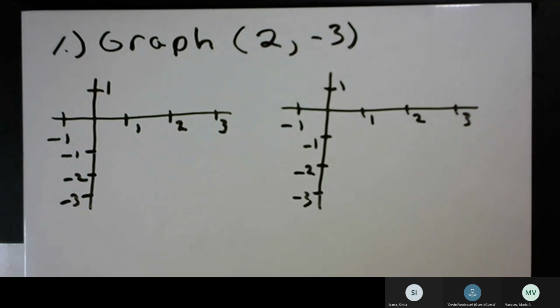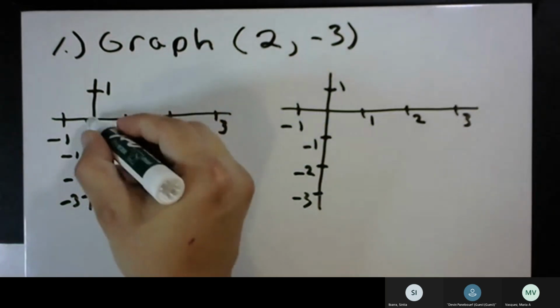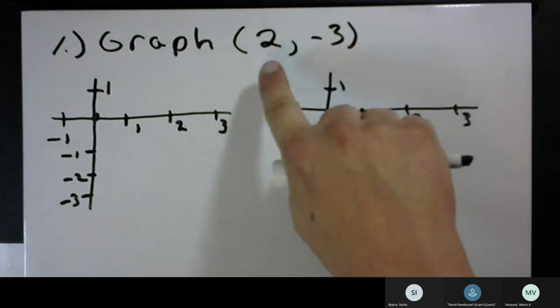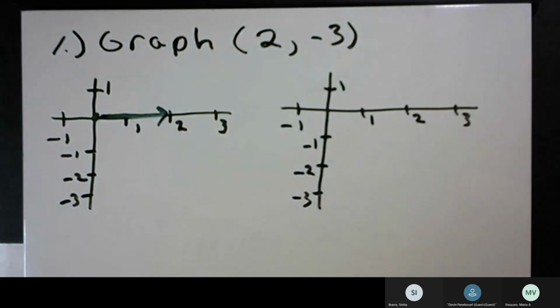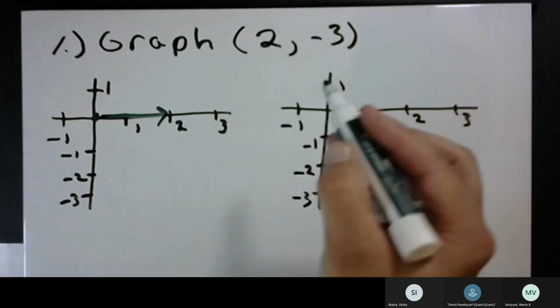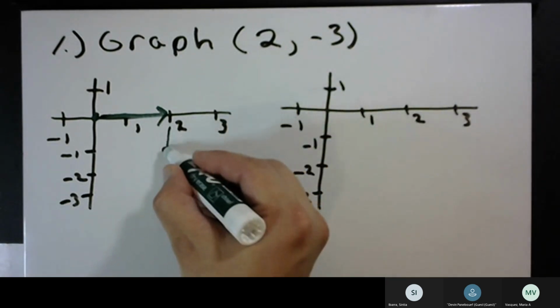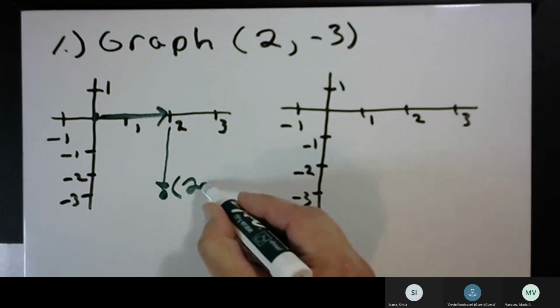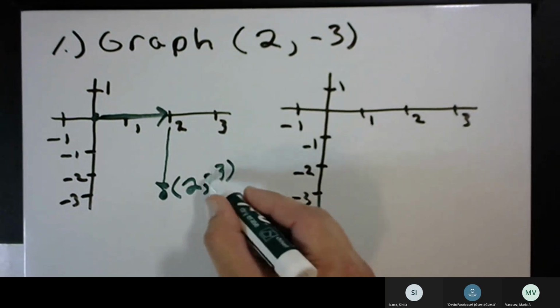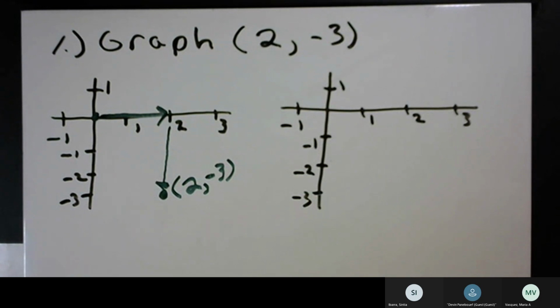So here's our rectangular coordinate system. There's a couple ways of thinking about this. One way is we first walk out to the X location, and then from there, we walk down or up. And since this is a negative y, we're going to walk down to the y location. And so that's how we can graph this point.